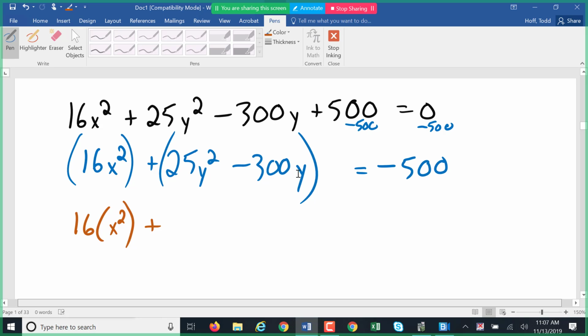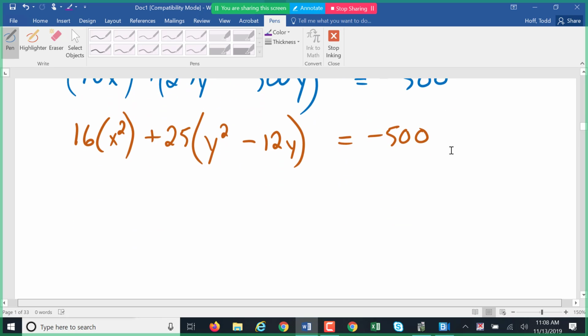For the y's, I'm going to start by factoring out the 25. So it leaves me y squared because the 25 divides out. Negative 300 divided by 25 is a negative 12. So that's a negative 12y there. I can create a perfect square trinomial with the y's, since I have a linear y term there.